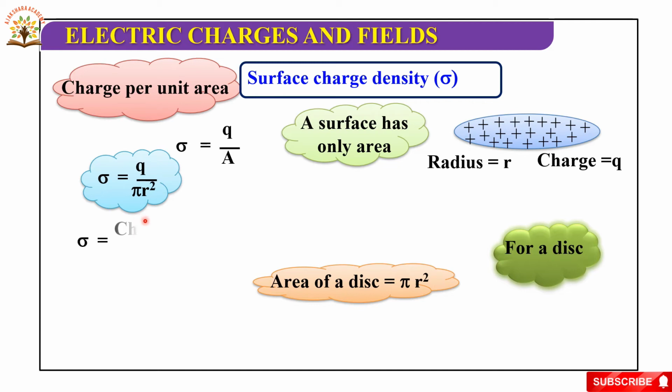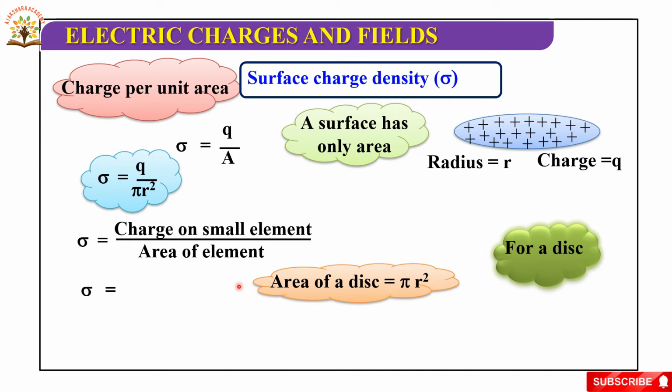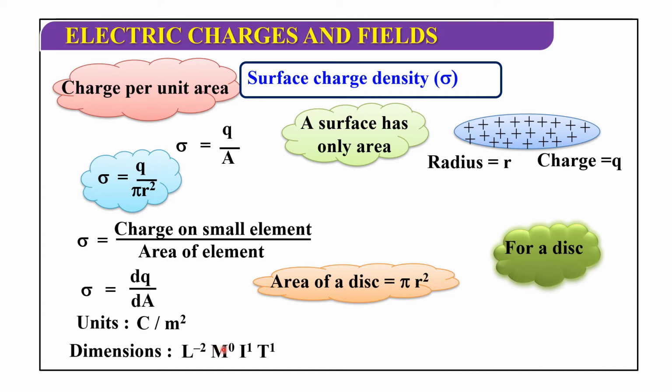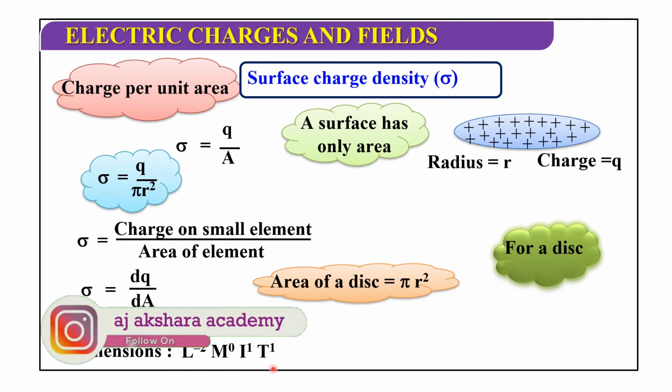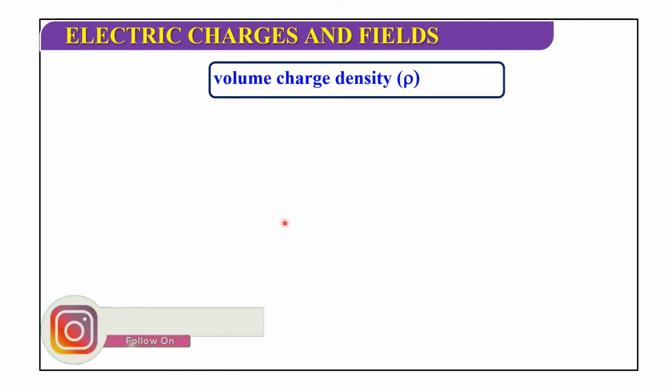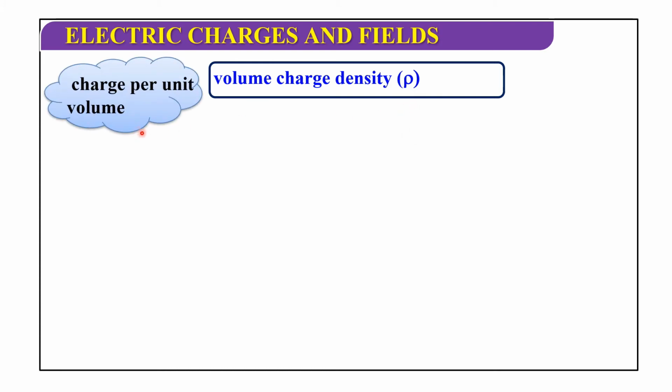Okay, next. Sigma is equal to the charge on a small element by the area of the element. So sigma is equal to dq by dA. Its units are coulomb by meter square, and its dimensions are L power minus 2, M0, I1 and T1. Next, volume charge density. Remember the letter rho. Charge per unit volume is known as volume charge density.